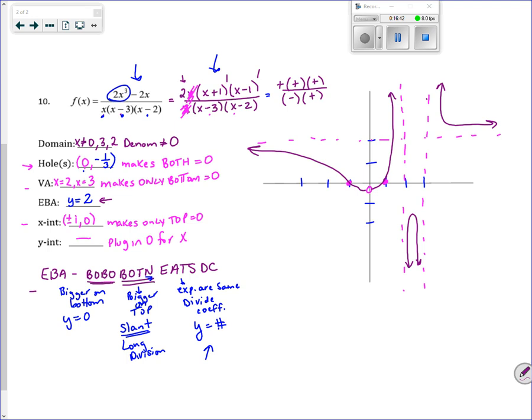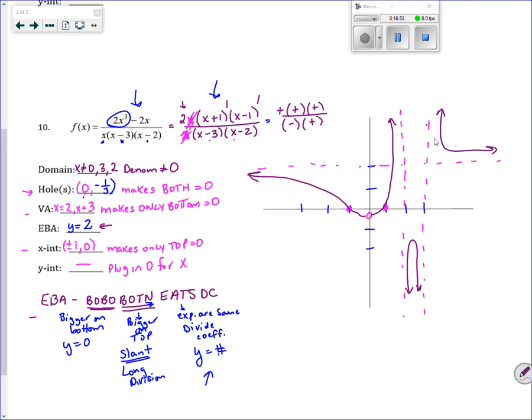So hopefully that is a good reminder of rational functions. All right, so do the rest of those that we have not done for homework, okay?